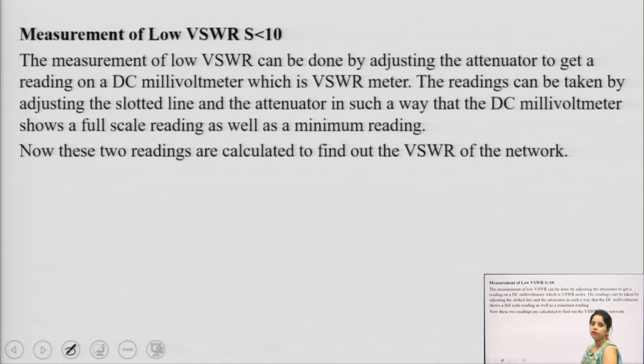In the case of a low VSWR measurement, it can be done by adjusting the attenuator to get a reading on a DC millivolt meter, which is our VSWR meter. So we can measure a VSWR of less than 10 with the help of a VSWR meter. About that we will discuss in the next lecture.